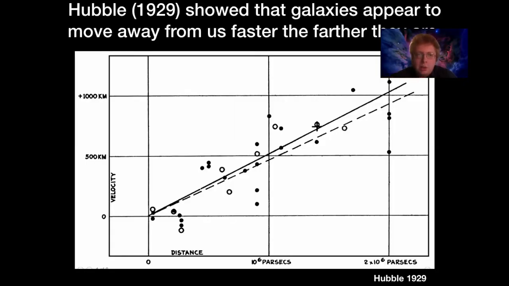So last time I talked about how Hubble showed us that galaxies appear to move away from us faster the farther they are from us. So on this famous Hubble diagram, on the y-axis, Hubble is plotting the velocity that is measured of these galaxies. And on the x-axis, he's plotting how far away they are from us. And he found 2 very surprising things.